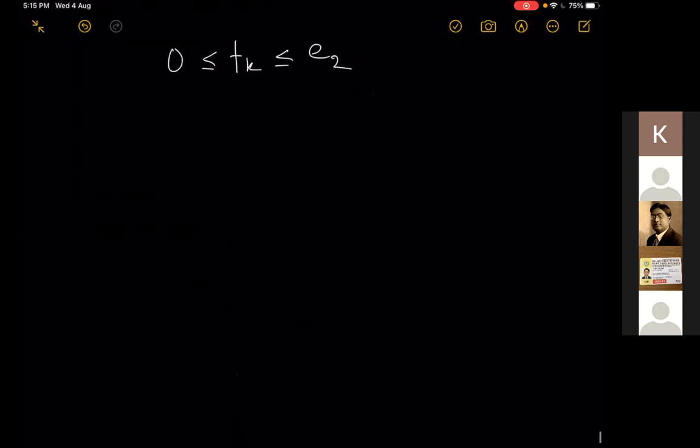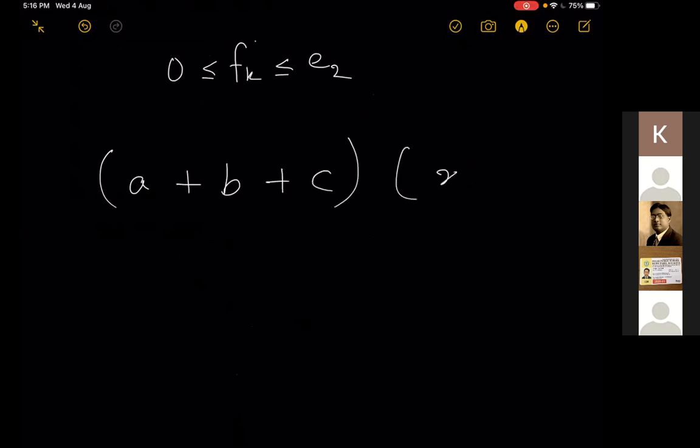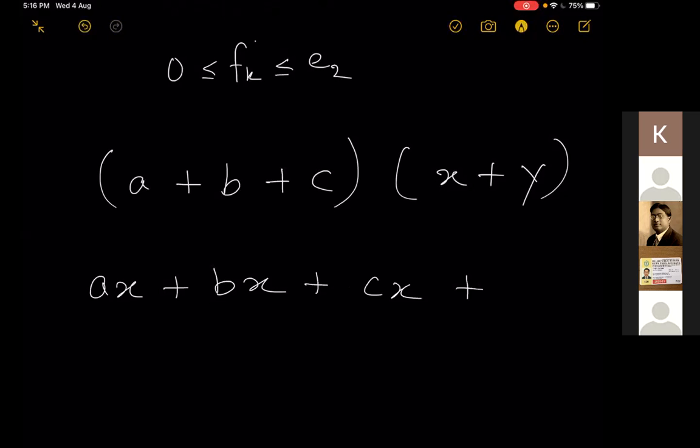Yes, sir. Okay, so now let us do a bit of algebra plus combinatorics, just a small diversion. What is the expansion of this? AX plus BX plus CX plus AY plus BY plus CY. Now tell me how many terms are there? 6 terms.